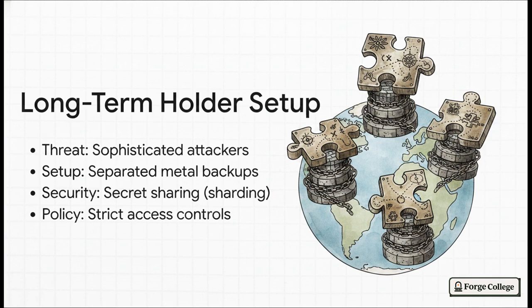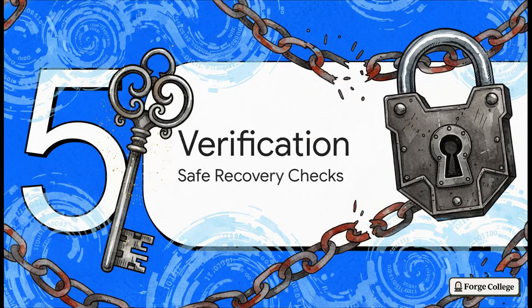It's kind of like ripping a treasure map into 3 pieces, where you need at least 2 pieces to put it all back together. No single location holds the full master key, drastically reducing the risk of a single point of failure or theft.